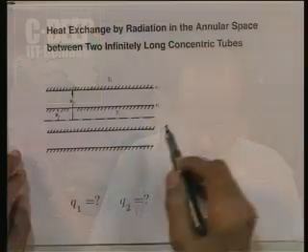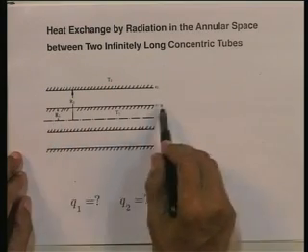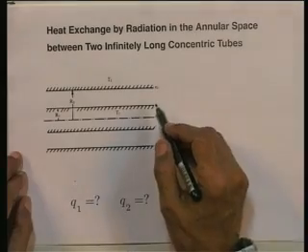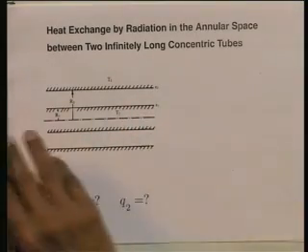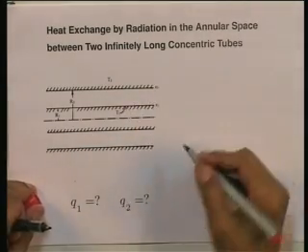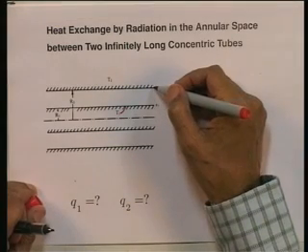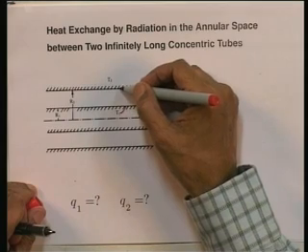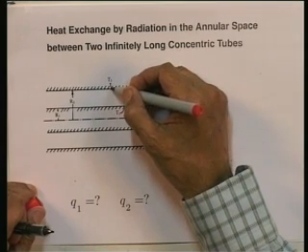So, once again it is a two surface enclosure. The outer surface of the inner tube is one surface, the inner surface of the outer tube is the other surface. These two surfaces make up a two surface enclosure. Looking at the sketch, the outer surface of the inner tube is this one here, and it is maintained at a temperature T1. The inner surface of the outer tube is this surface, and it is maintained at a temperature T2.